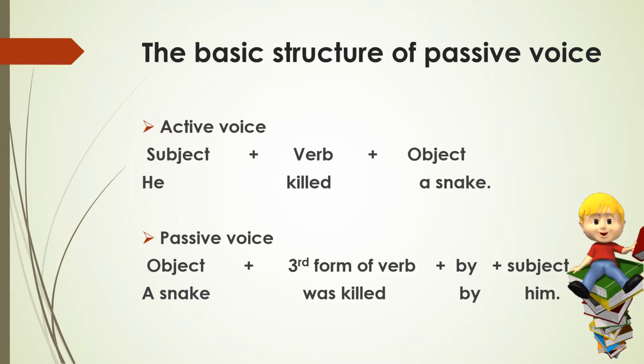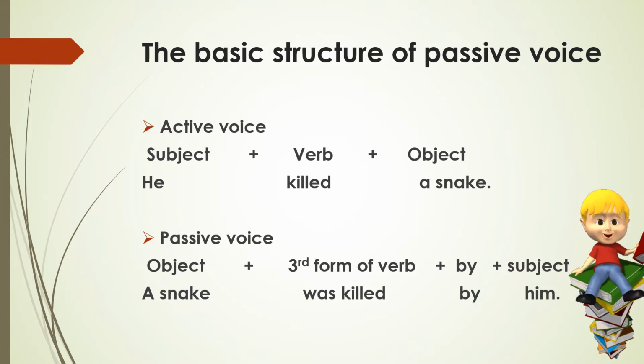So before discussing past tense, let's recall the structure of passive voice and active voice in past tense. In active voice, first there is a subject, then there is a verb, and then there is an object, right? As you can see in this slide, he killed a snake. In this sentence, he is a subject, killed is a verb, and a snake is an object. So how will you convert it into passive voice?